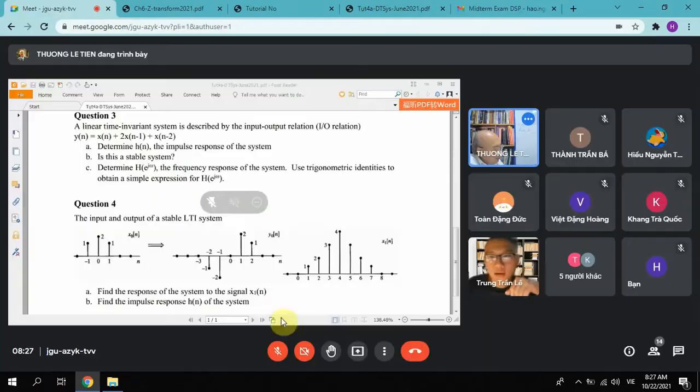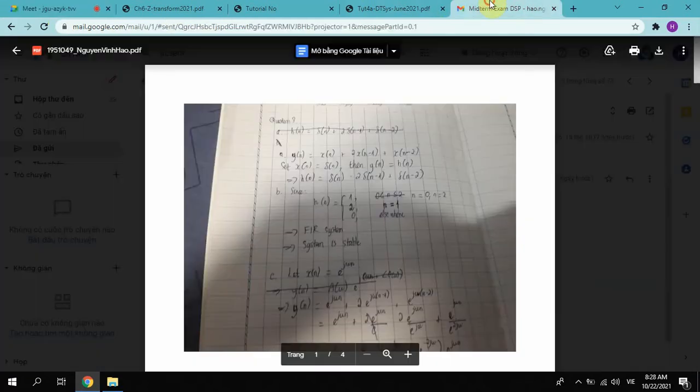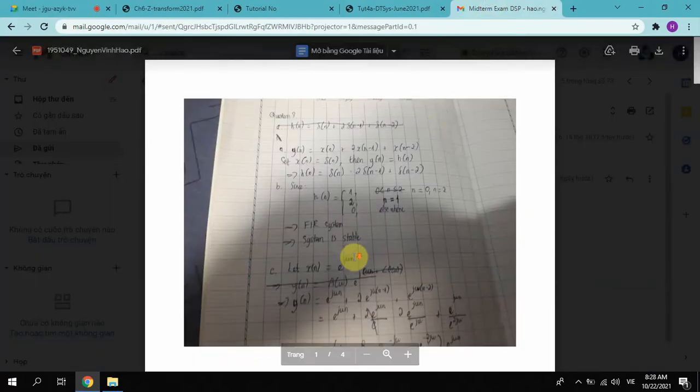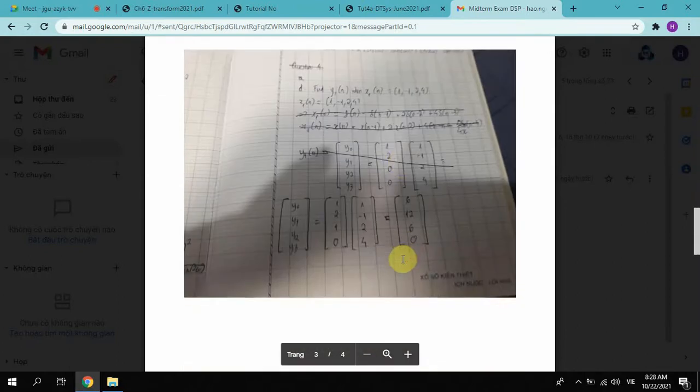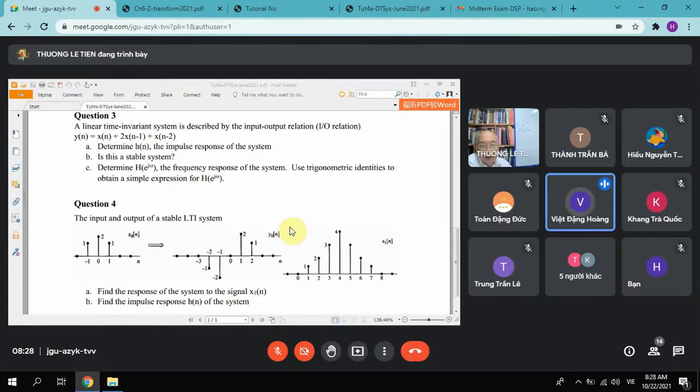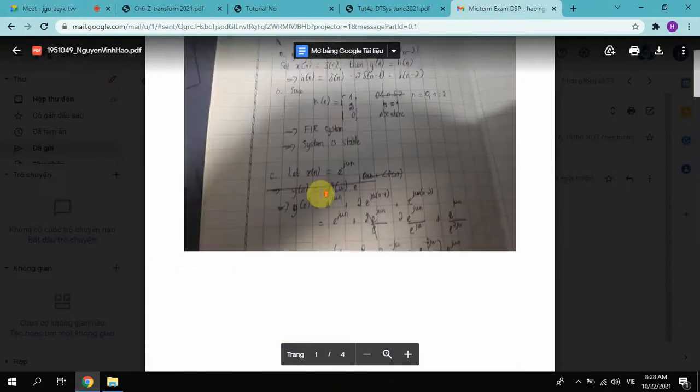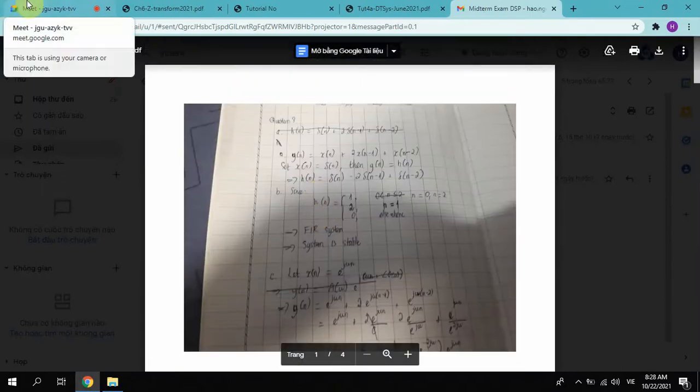Okay, I get another one. Việt, Đặng Hoàng Việt. Yes, sir. What is the answer for exam? The answer is x[n] plus 2x[n minus 1] plus x[n minus 2]. No, that is the wrong answer. Nguyễn Bá Thành. Bá Thành. Yes, sir.